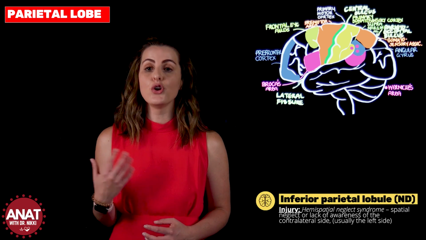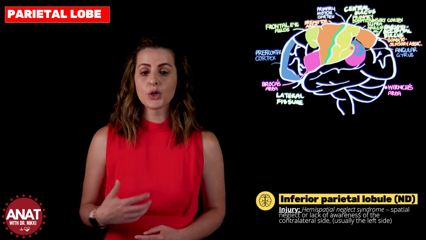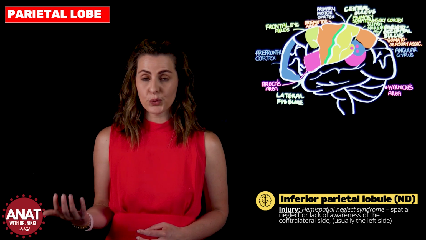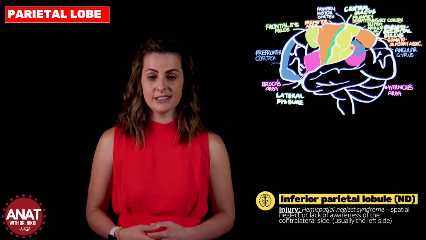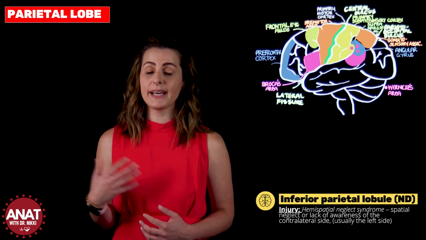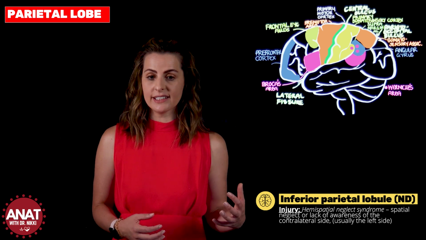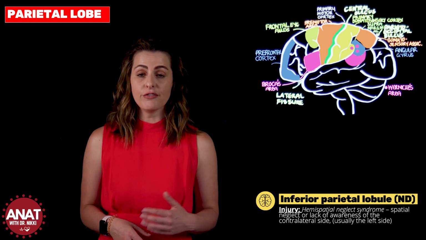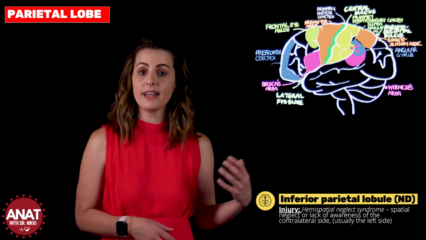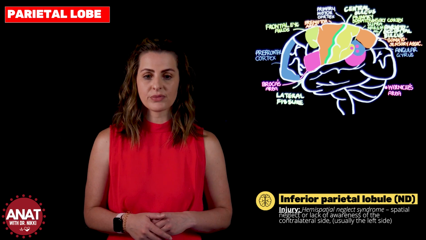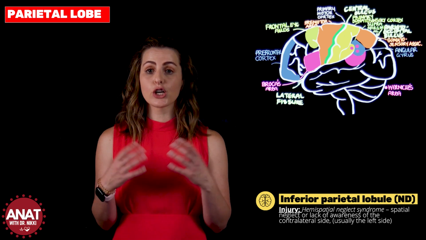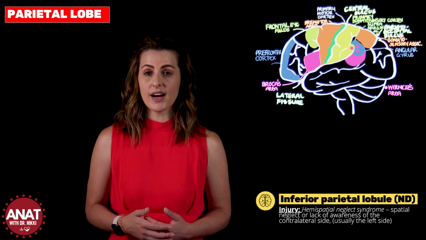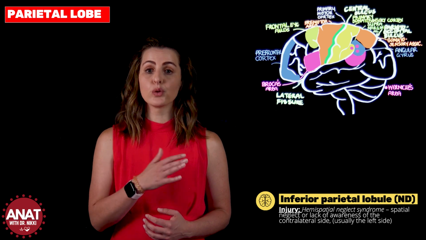So we've spoken about the left inferior parietal lobule. Let's think about the right. We know that this is our non-dominant area. So an injury to this particular region of cortex will result in hemispatial neglect syndrome. This is where spatial neglect, or a lack of awareness on one side of the body, often the contralateral side, which would be the left in most individuals, is seen. For example, you may ask an individual to draw a clock face with numbers, and you'll find that they're only able to draw the right side.